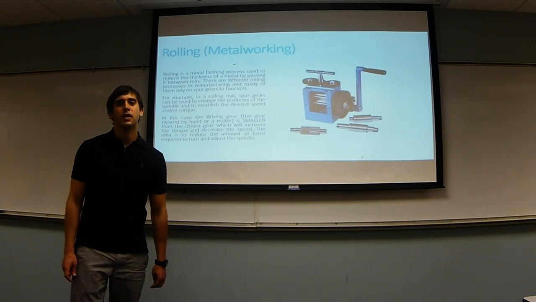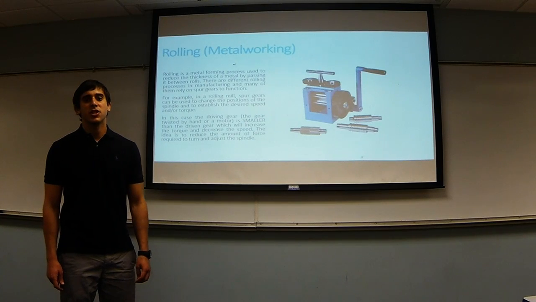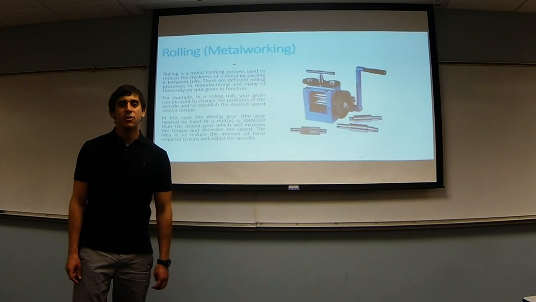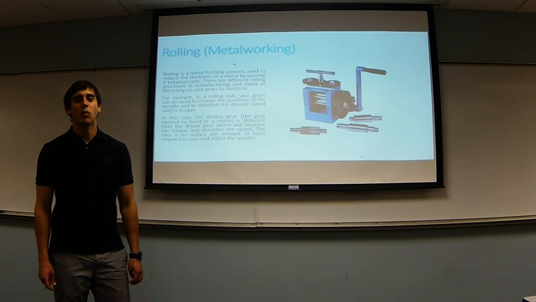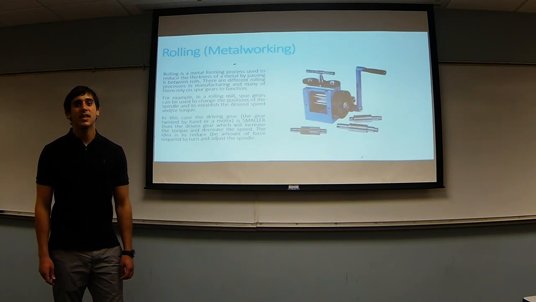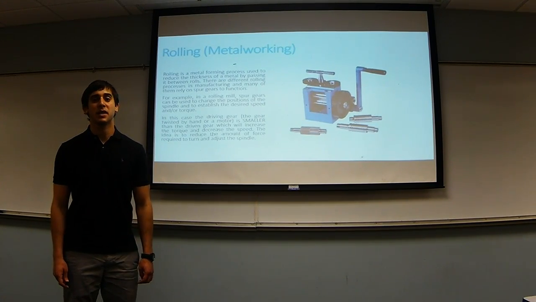For example, in a rolling mill, spur gears can be used to change the position of the spindle and to adjust the desired speed or torque. In this case, the driving gear, the gear turned by hand or motor, is smaller than the driven gear, which will increase the torque and decrease the speed. The idea is to reduce the amount of force required to turn and adjust the spindle.